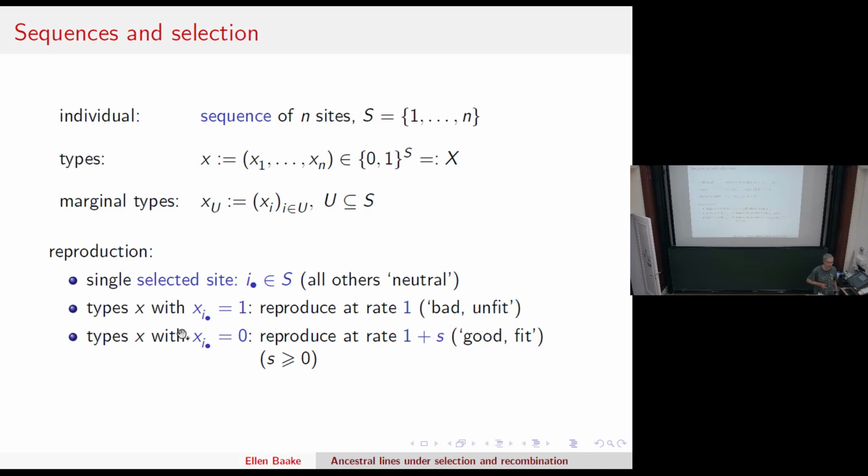And let me first talk about reproduction. So we assume throughout that there is only a single selected site. That's the bullet here. And all other sites are called neutral sites. And then types that have a 1 at the selected site reproduce at rate 1, and they are called bad or unfit. And those that have a 0 at the selected site reproduce at rate 1 plus s, so they have a selective advantage, and they are called good or fit. And if you wonder why 0 is good, then the reason is German school marks, because there, the smaller the number, the better you are.